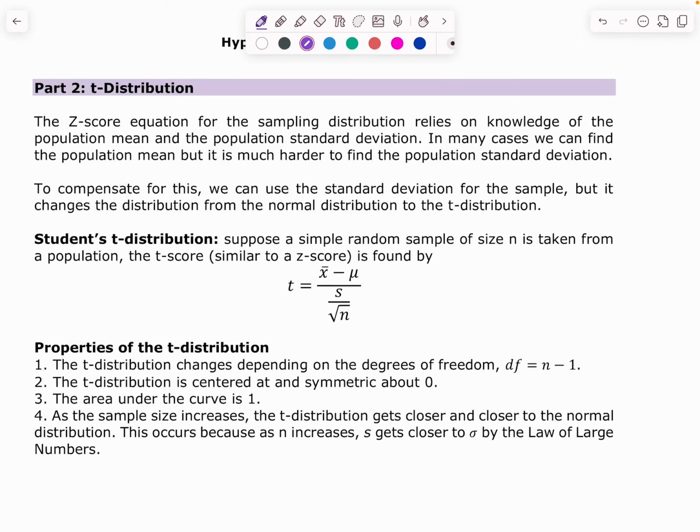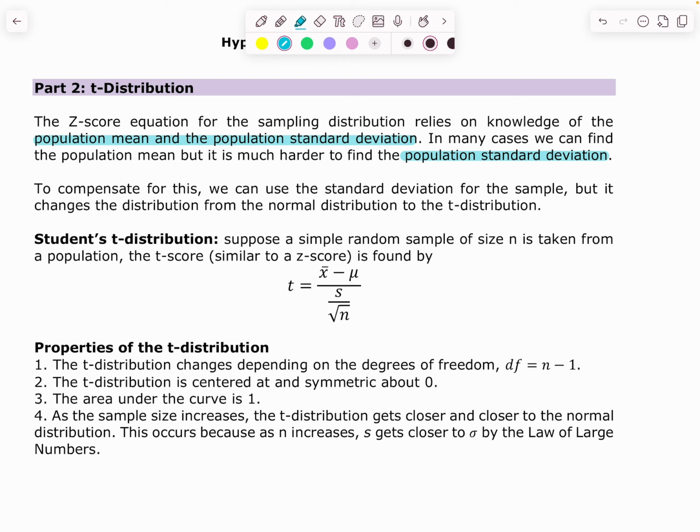So one of the tricky things about the z-score equation for the sampling distribution of the sample mean is it relies on us knowing the population mean and the population standard deviation. In a lot of cases, we can find information on the population mean, or we can find a previous study to reference for a value of the population mean. But it is much harder to find a value for the population standard deviation. And sometimes it just cannot be done.